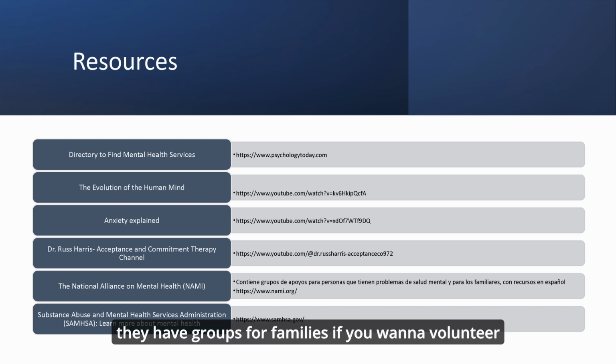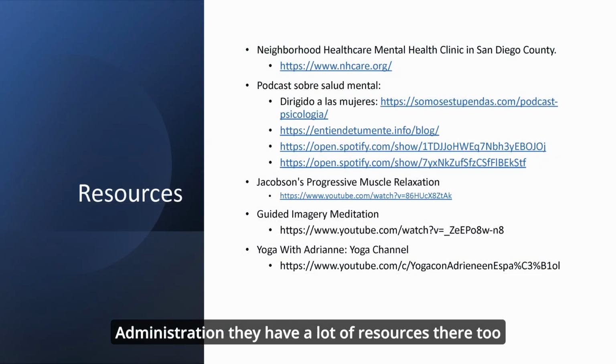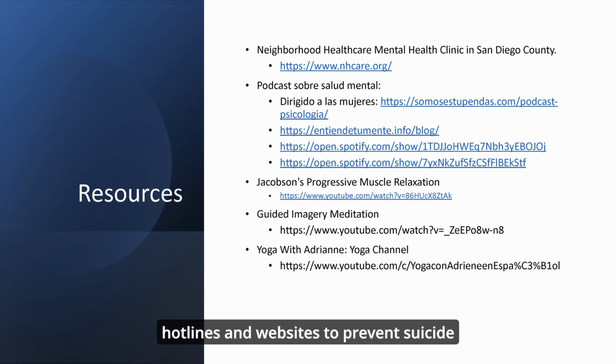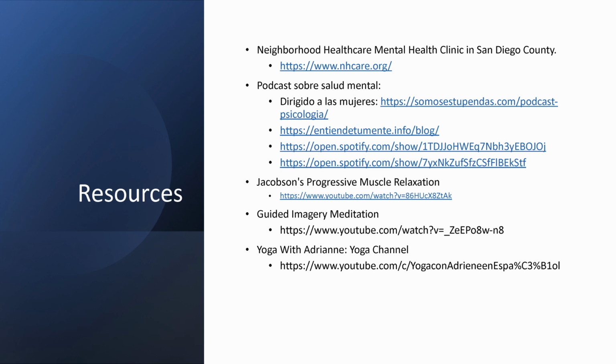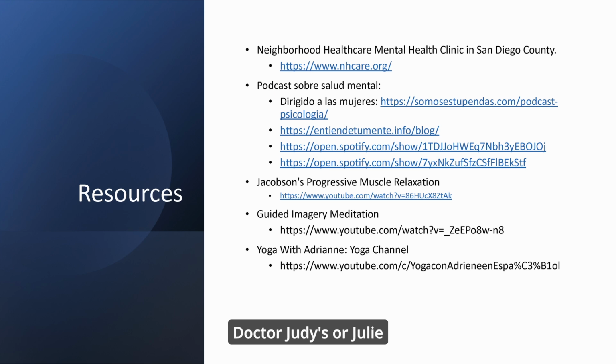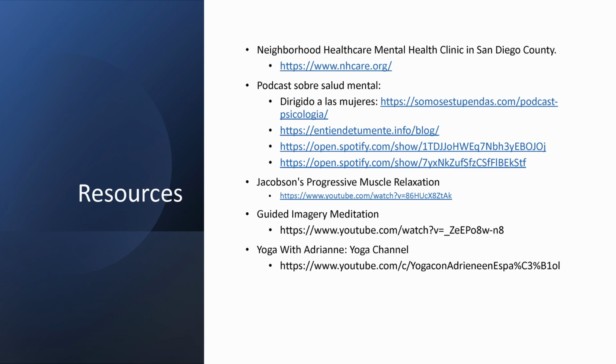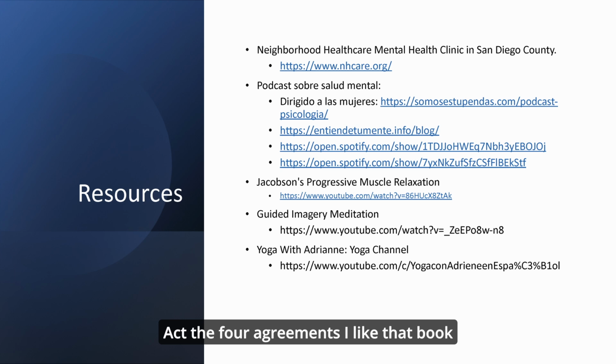They have groups for families. If you want to volunteer, things like that. The Substance Abuse and Mental Health Services Administration has a lot of resources there too. Hotlines and websites to prevent suicide. Short articles on the latest research on psychology. Some books. I see that some of you have Dr. Julie's book, which is really good. It has some really good strategies. Then The Happiness Trap, that's Dr. Harris' book on ACT. The Four Agreements, I like that book.